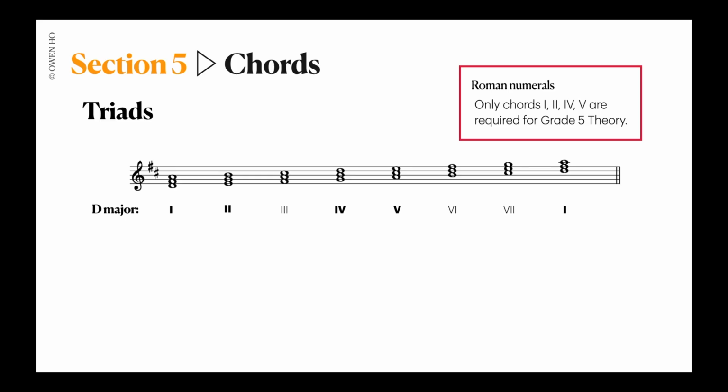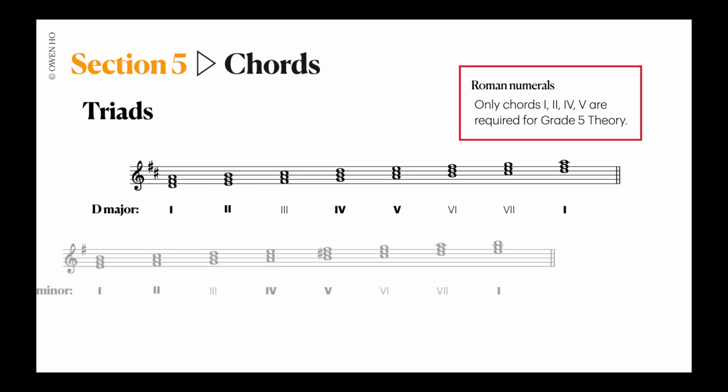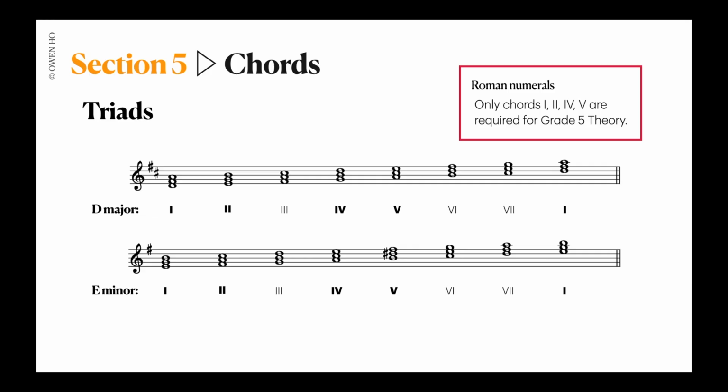The same labeling system also applies to all other keys, whether it's major or minor, and here we have an E minor key for example. And remember in chord 5, because chord 5s always contain the 7th note of a given key, in this case the D in the E minor, this 7th note will always be raised, and that's why here we have the D sharp instead of a D natural.